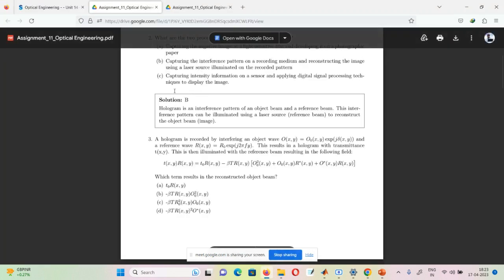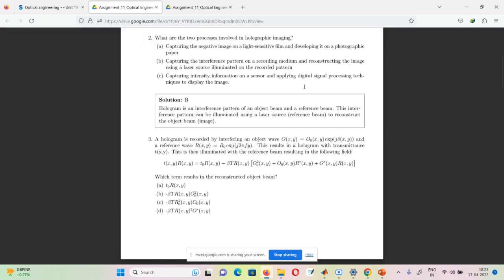So what are the two processes involved in the hologram? One is capturing the interference pattern, and the second one is reconstruction of the image using the same kind of reference light. Okay.